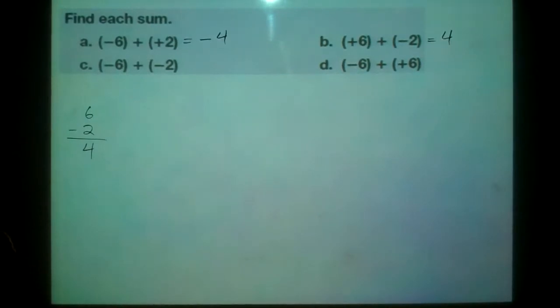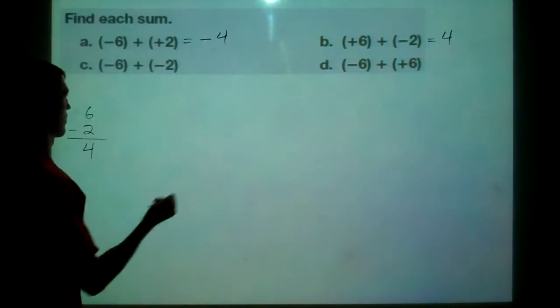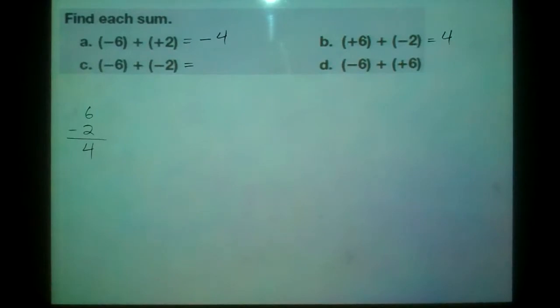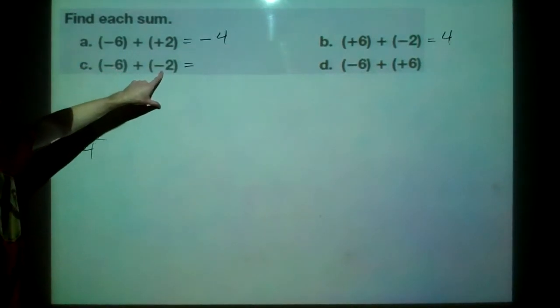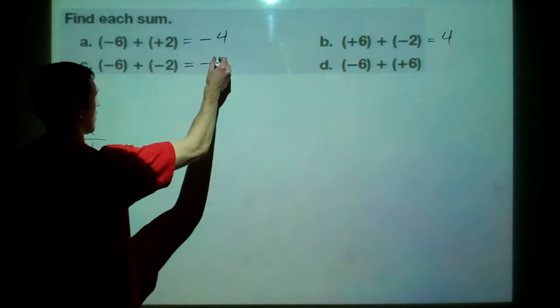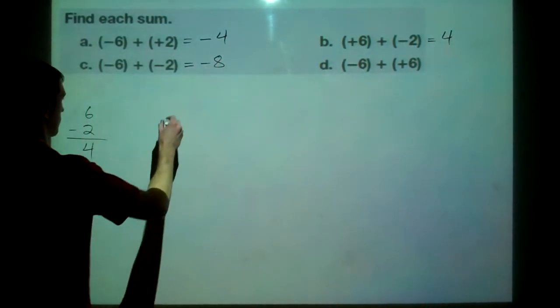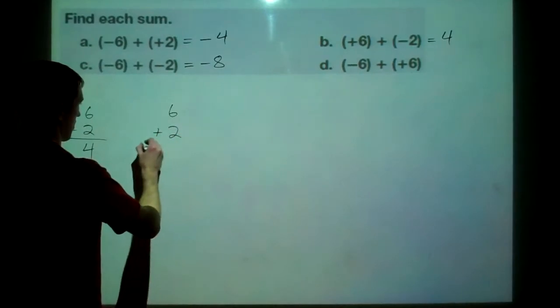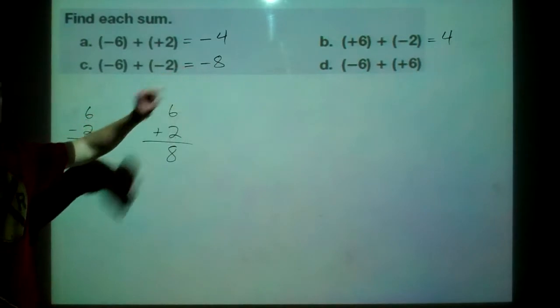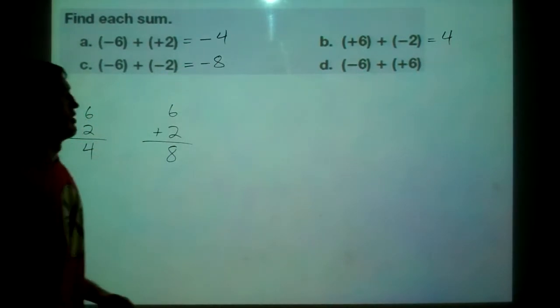Now remember our rule for C, we have a negative plus a negative. That means we're going to get a negative. Alright? One thing we can do for this one, if we want to think about it, let's say we're at negative 6 degrees, and then it goes down even more negative, negative 2 degrees. We will get negative 8 here. What we could do is do 6 plus 2 and get 8, and then just remember that our rule says we'll get a negative answer. So we could do it that way.